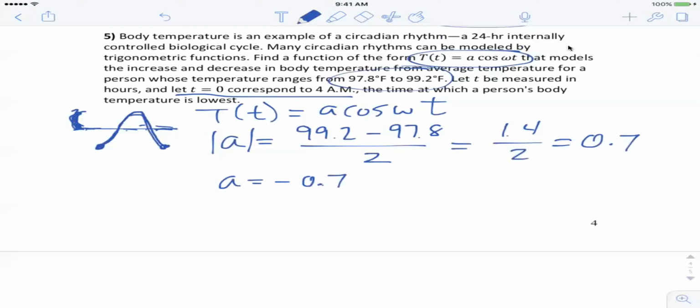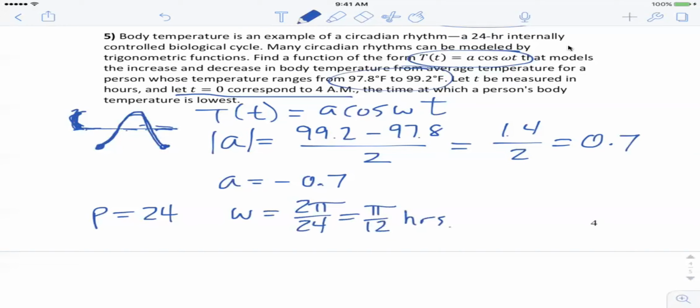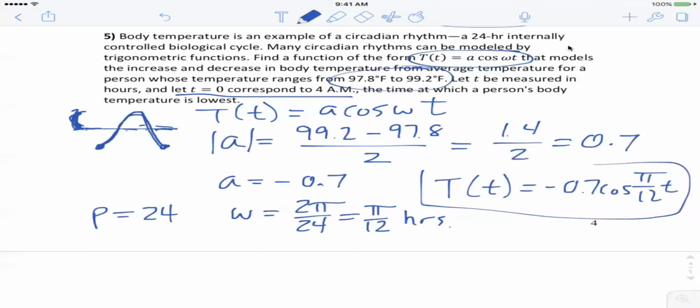So A is going to be negative 0.7. Okay, next I need to find omega. Omega has to do with the period. So in this problem, the period is 24 because we have a 24-hour cycle. So omega is going to be 2 pi divided by 24, pi over 12. And that would be in hours. Putting those all into the formula, I'll get my answer. So now my final answer is negative 0.7 cosine pi over 12 t. Don't forget the variable. And there's the final answer.